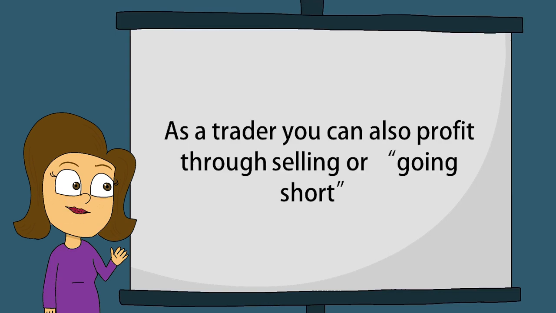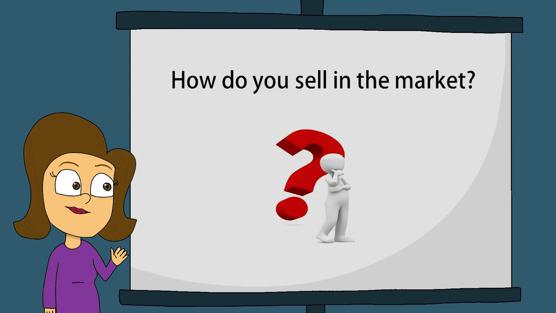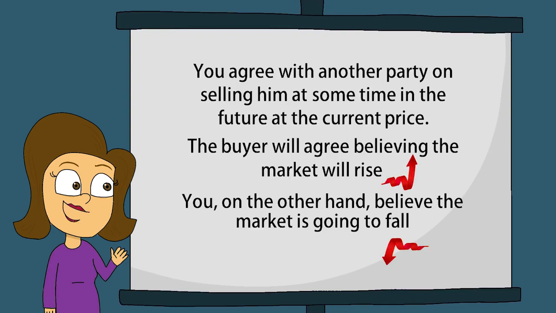As a trader, you can also profit through selling or going short. How do you sell in the market? You agree with another party on selling him at some time in the future for the current price. The buyer will agree, believing the market will rise. You, on the other hand, believe the market is going to fall.